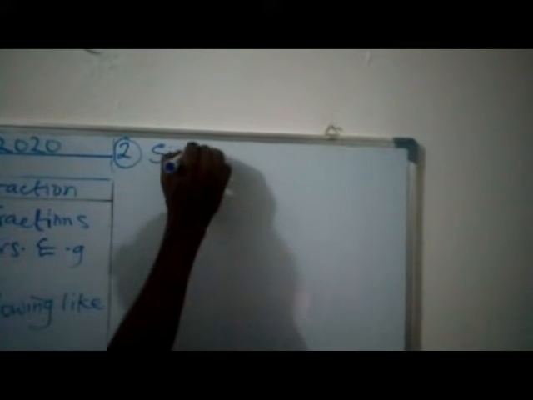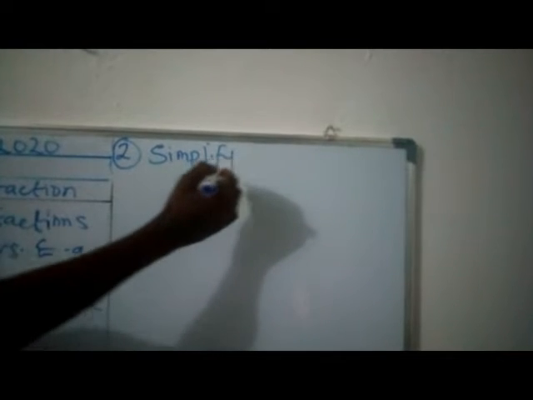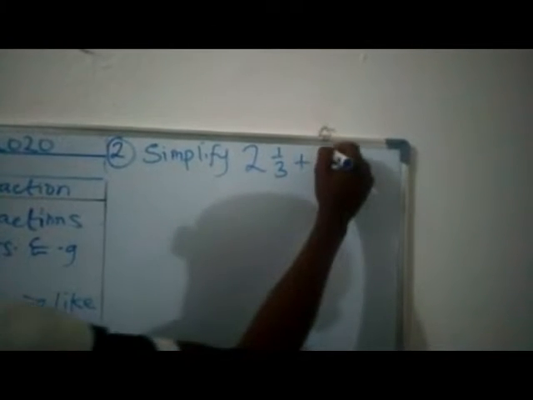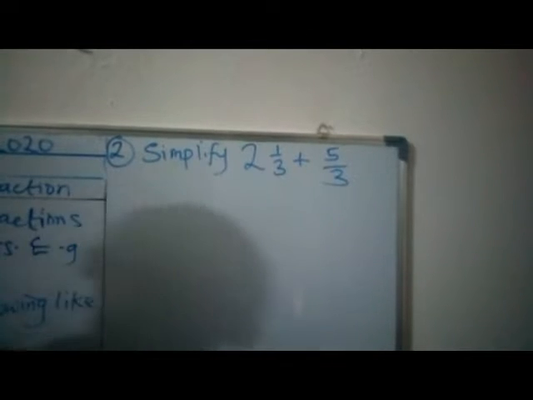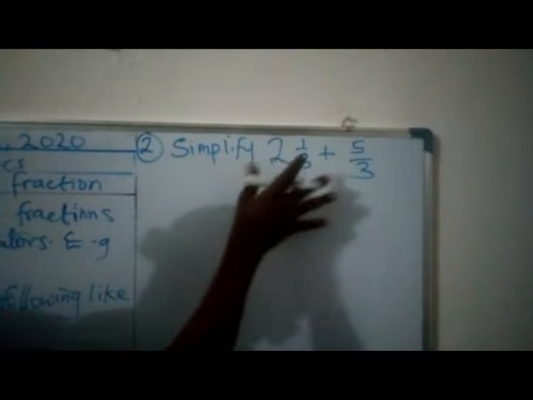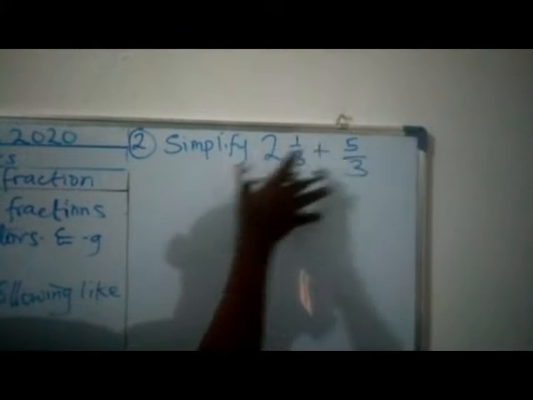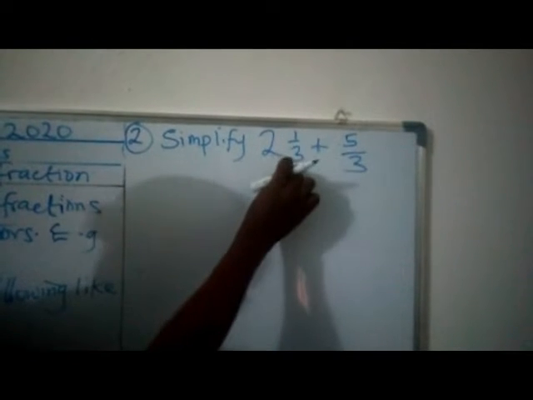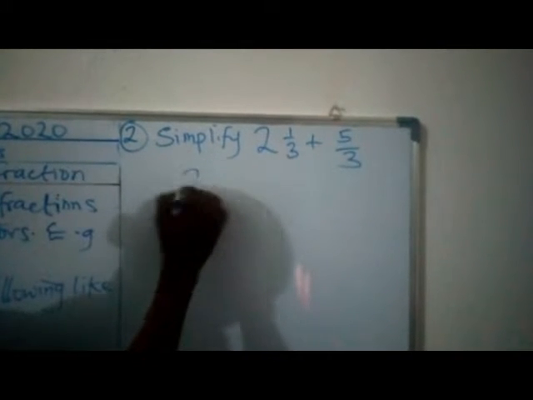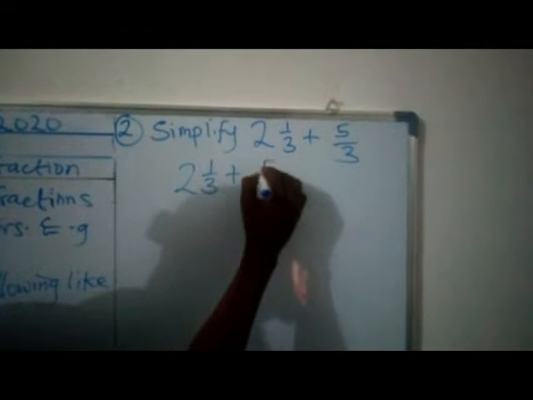Okay, now let's do example 2. Example 2 says, simplify 2 whole number 1 over 3 plus 5 over 3. Now look at this question. We are to simplify 2 whole number 1 over 3 plus 5 over 3. Remember, we are adding these two fractions together. The first thing you need to consider is to check if the fractions are like fractions. Check the denominator. This is 3, this is 3. Definitely these two fractions are like fractions. So you write it out: 2 whole number 1 over 3 plus 5 over 3.